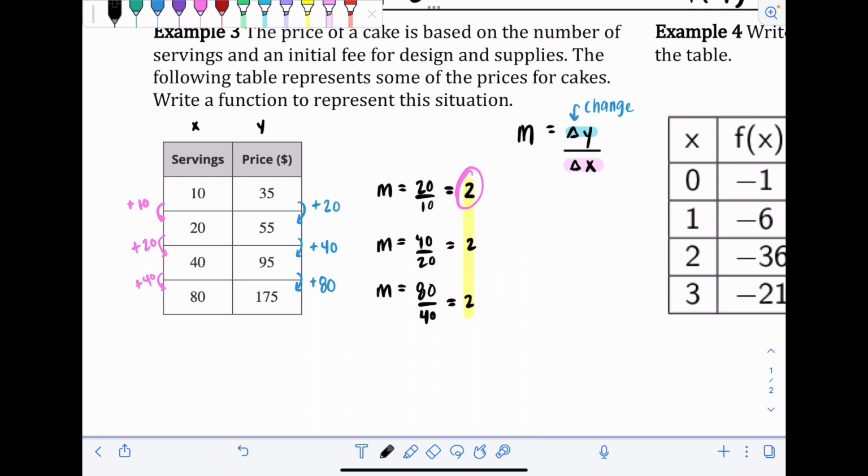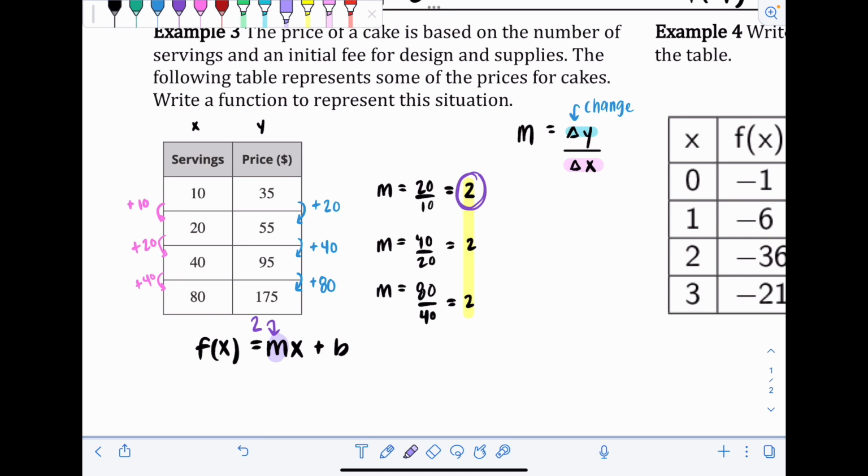So the linear formula is f of x equals mx plus b, and m is going to be our rate of change, which we just found out, no matter what sets of numbers we pick, is 2. So we'll put a 2 in for m. And then b is supposed to be our starting amount, which is what we would charge just for the initial design.